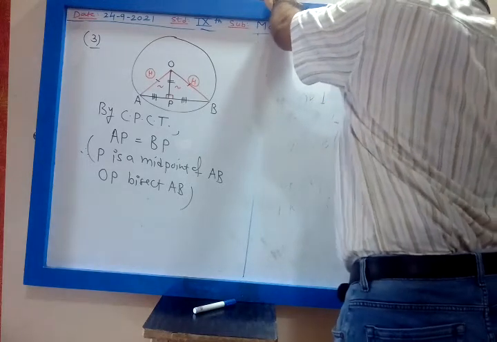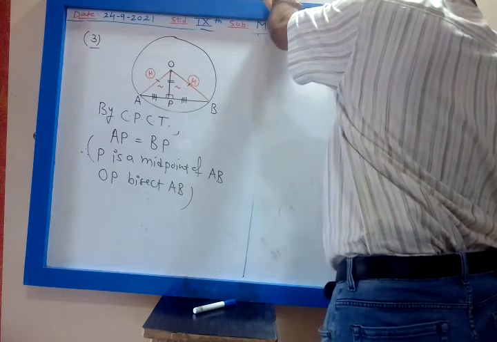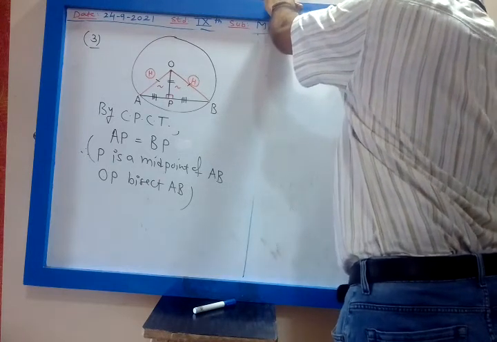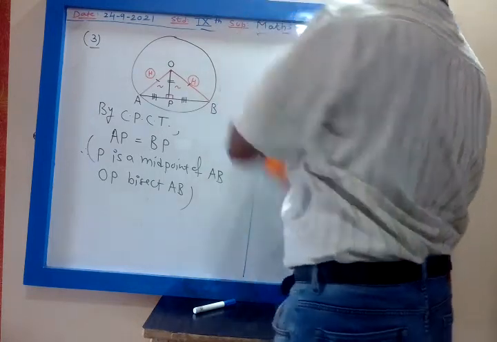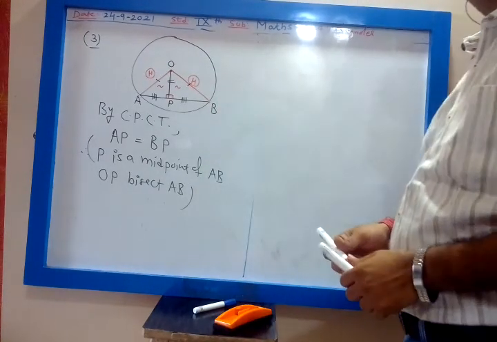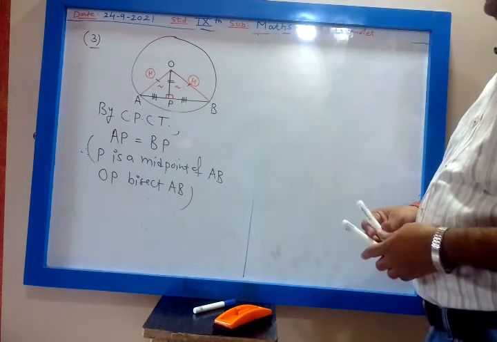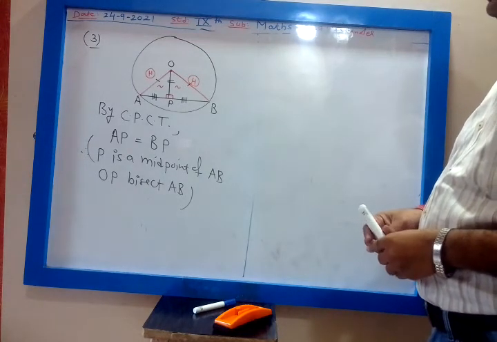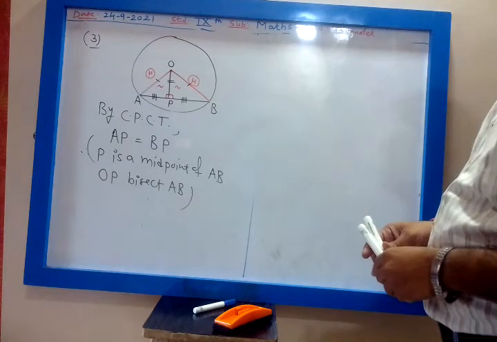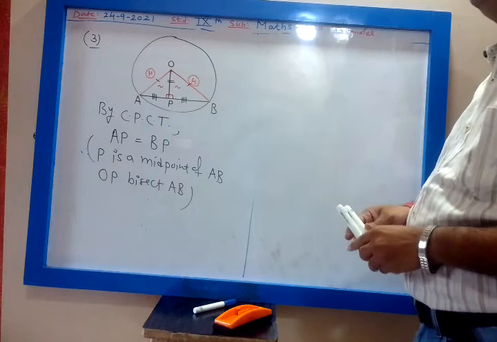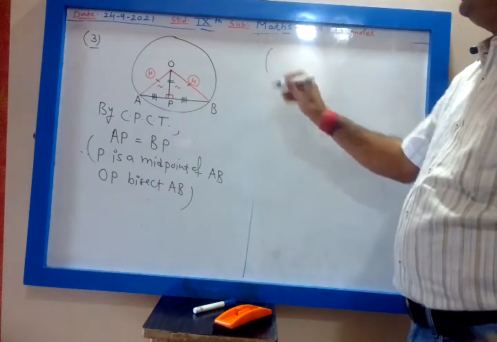By CPCT. In short we write CPCT. But you should know what that is: congruent parts of congruent triangles, or corresponding parts of congruent triangles. So you should write this.